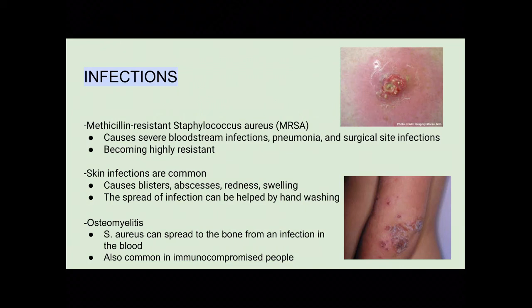Another one that I thought was kind of interesting is osteomyelitis. Staphylococcus aureus can literally spread to the bone just from a skin infection. Like if you get a really severe bloodstream infection, it can spread all the way to your bone. It's also very common in immunocompromised people, such as people with type 1 diabetes.